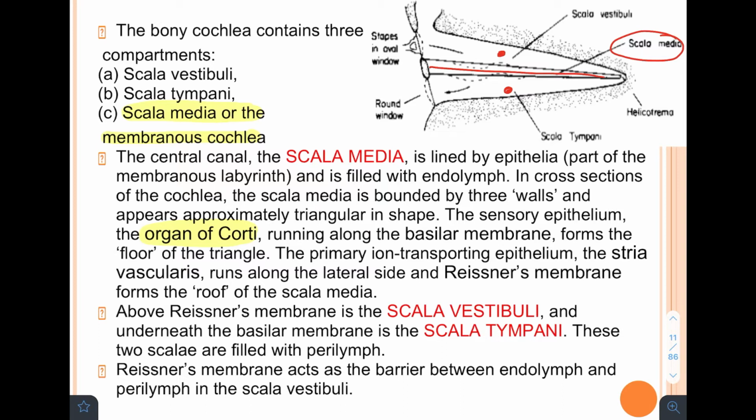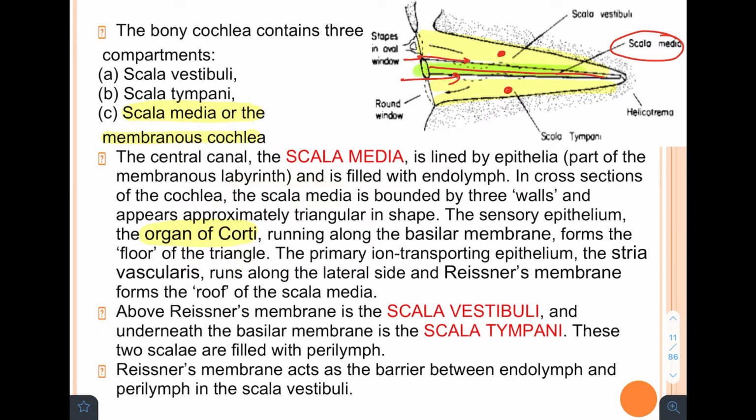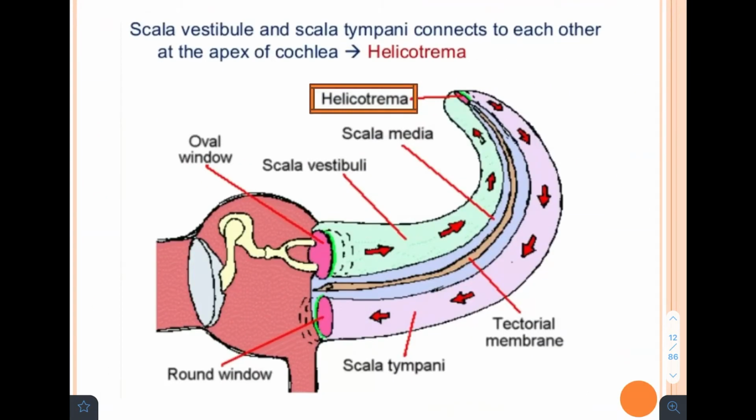Above the Reissner's membrane lies the scala vestibuli. This region is the scala vestibuli, and this is the Reissner's membrane over here and this is the basilar membrane, and underneath the basilar membrane, this region is the scala tympani. These 2 scalae are filled with perilymph, while the scala media in between is filled with endolymph. So Reissner's membrane acts as a barrier between the endolymph and the perilymph in the scala vestibuli. Looking at this, you can see this is the scala vestibuli, this is the scala media in between, and this lower region is the scala tympani.